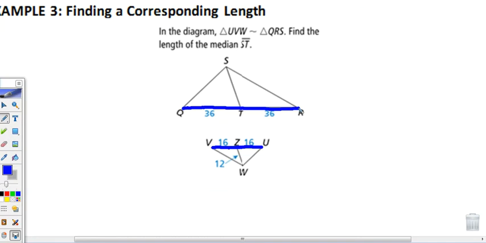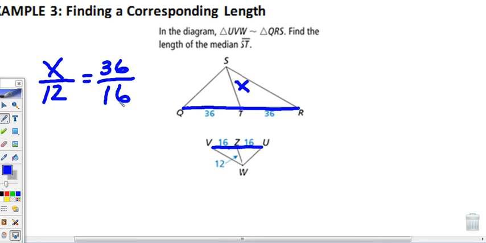Find the length of median S to T right here. S to T has to match what here? ZW. Okay. So if this is 12, this is going to be my X right here. So how'd you set your proportion up, kids? X over 12. X is to 12. And then 36 to 16 would work. Anybody do anything differently? Did anybody call it 72 over 32?